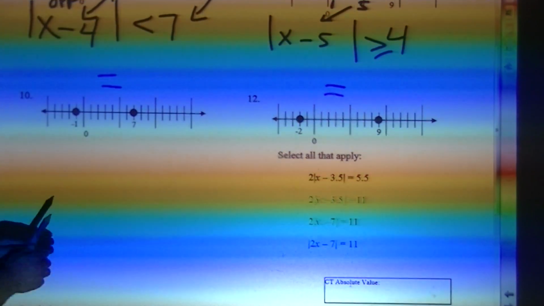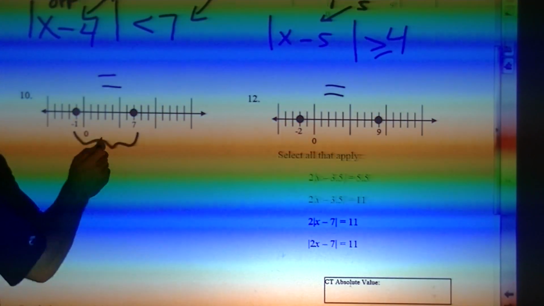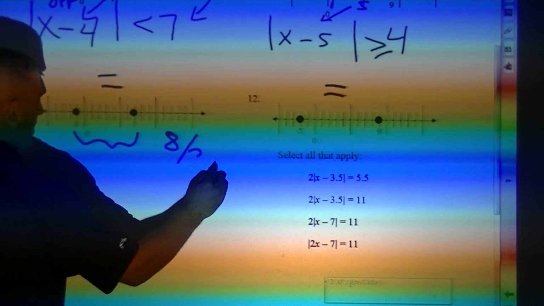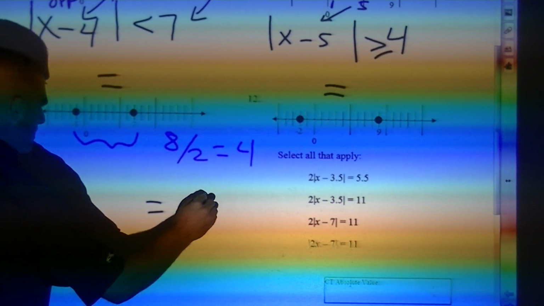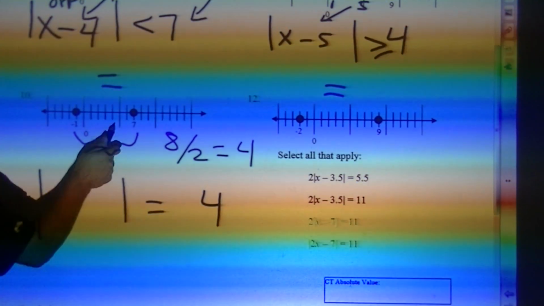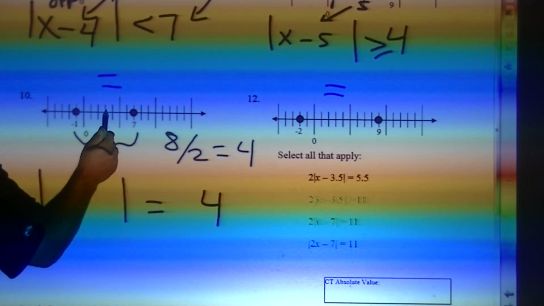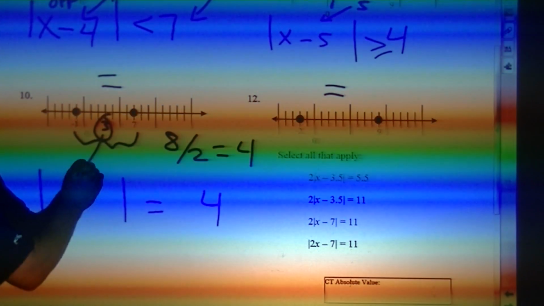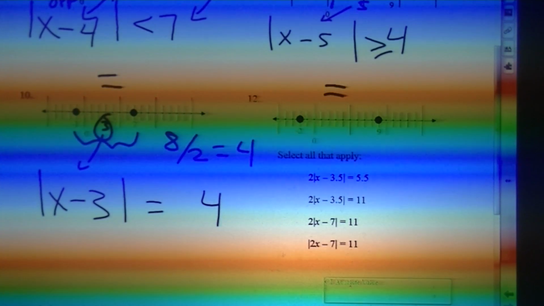Now, here's all you gotta do for this one. Let's count how many spaces. 1, 2, 3, 4, 5, 6, 7, 8. 8 spaces divided by 2 would be 4. So that's going to be involved with my equation. Let's count back 4 spaces. 1, 2, 3, and 4. So that would put me here. If I counted back 4 spaces, I'm going to put x minus 3, and there's my equation.